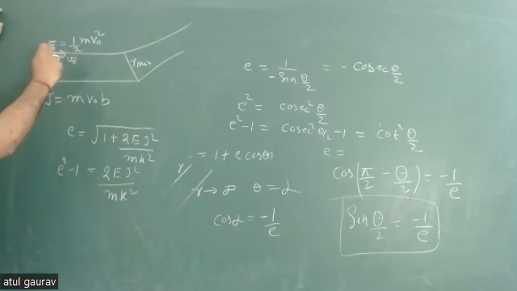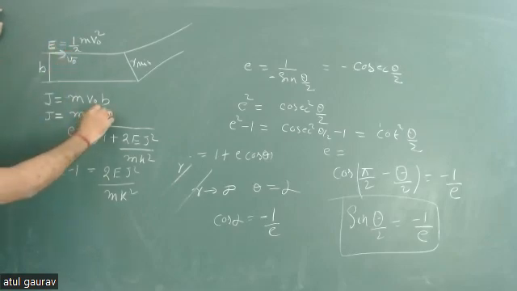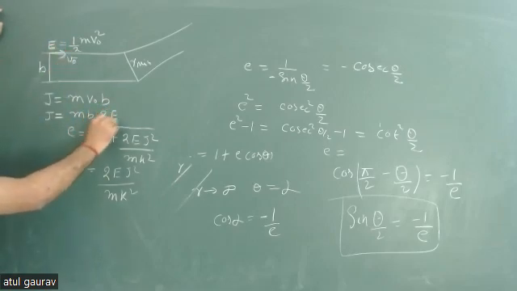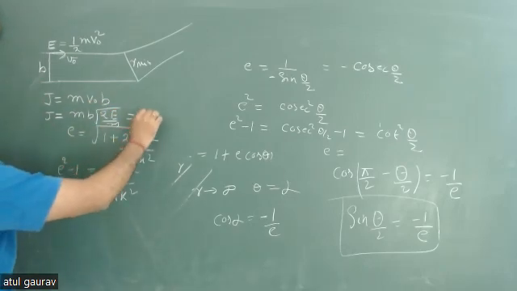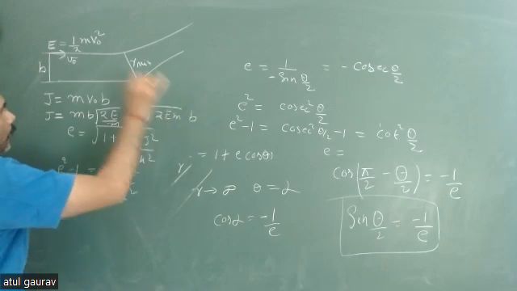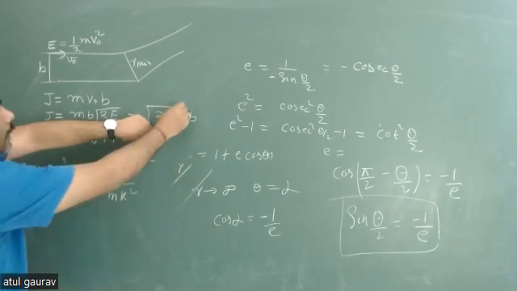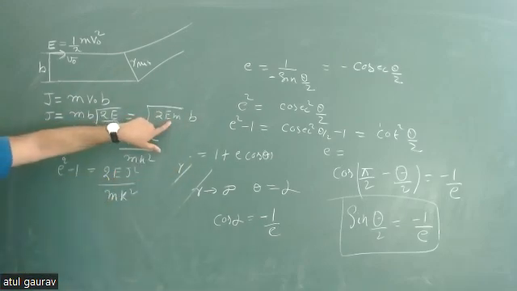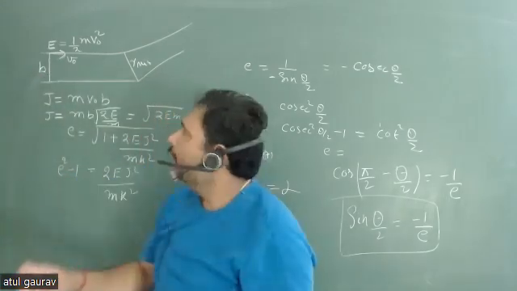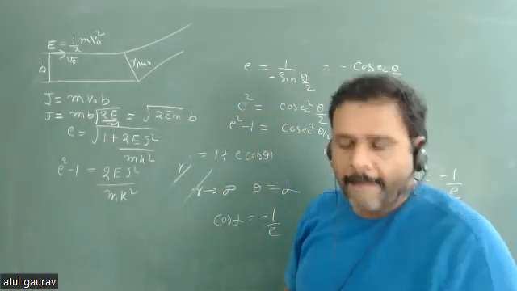And from here, you can write J is equal to mv naught b, and you can just take v naught as root under 2E upon m. So this value is equal to root under 2Em into B. This is your angular momentum if energy is given, and this energy is nothing but the kinetic energy. ये जो energy है, ये energy कुछ नहीं kinetic energy है. Are you people happy?